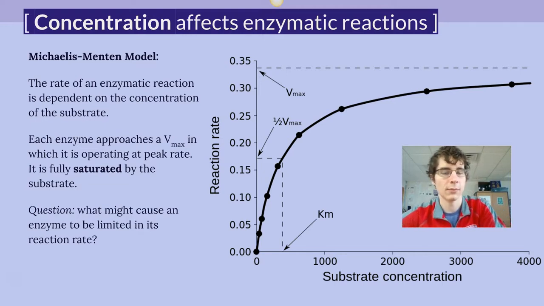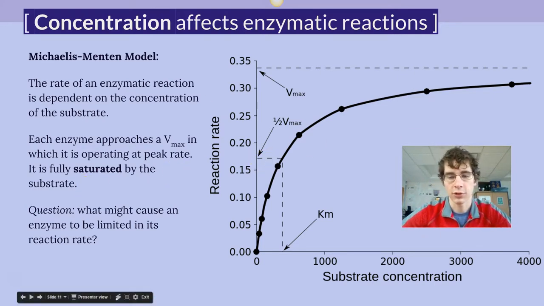Okay, if you're back with me, presumably you have done the assigned duty of filling out the worksheet. And what this is showing us is something that's called the Michaelis-Menten model of enzyme activity. And what that model says is that the rate of an enzymatic reaction is dependent on the concentration of the substrate. In other words, if there's no substrate, obviously there's zero reactions happening.